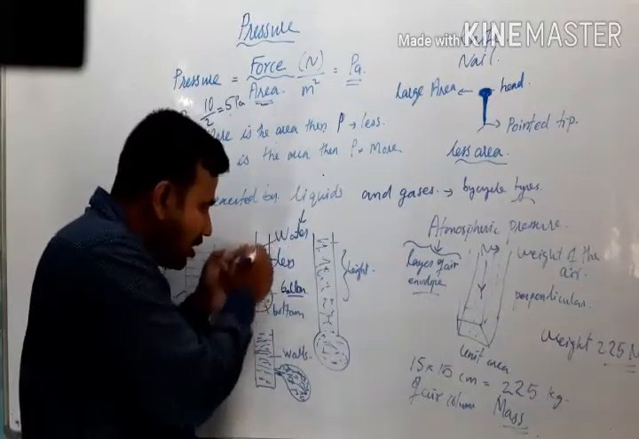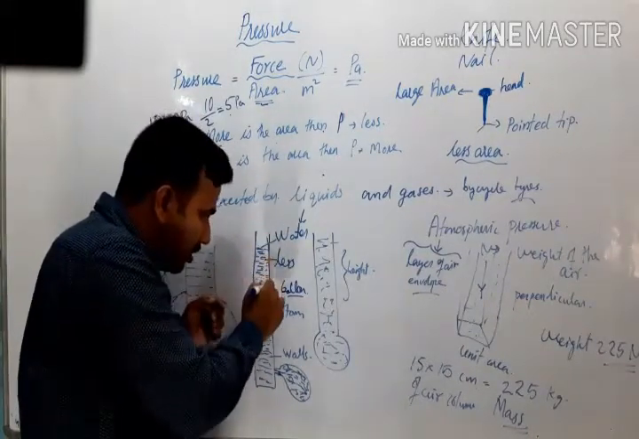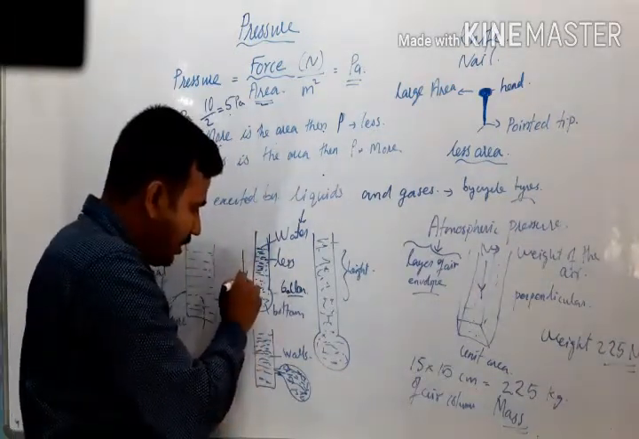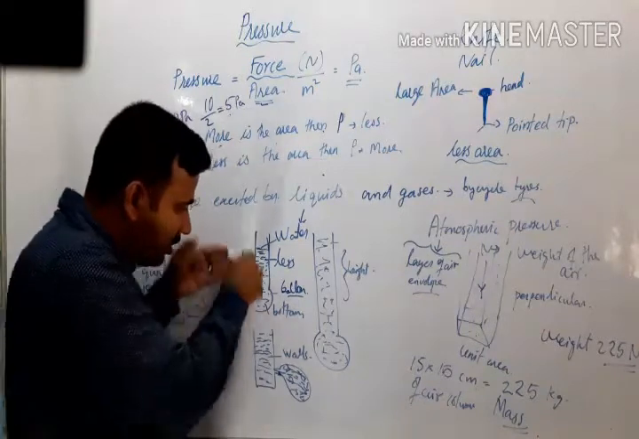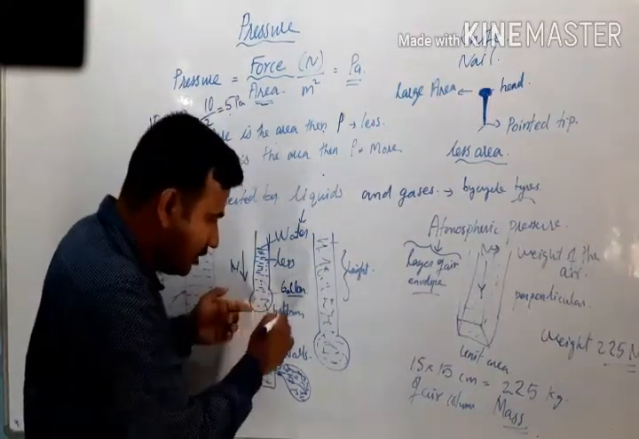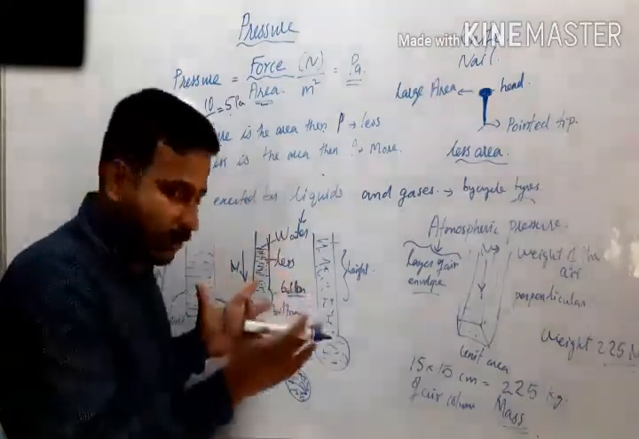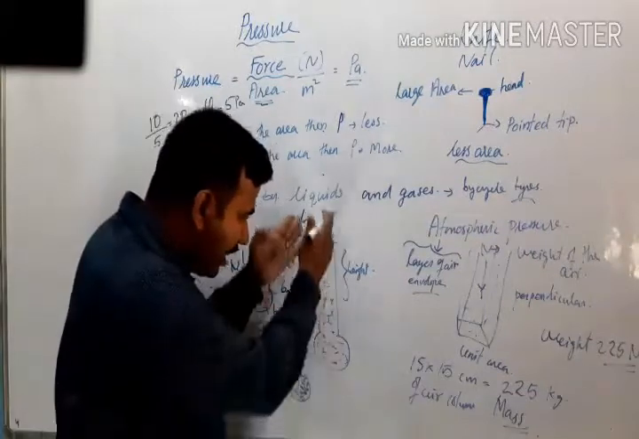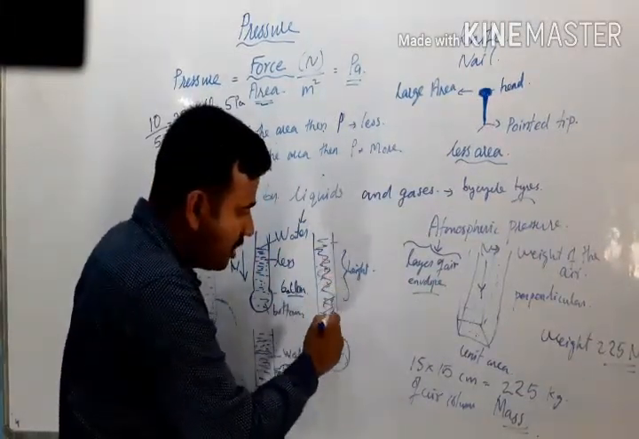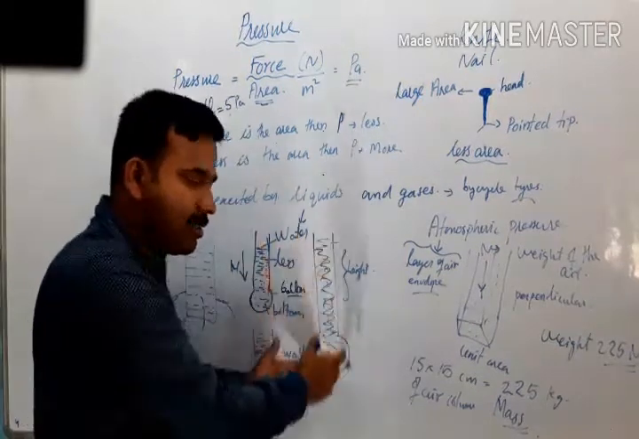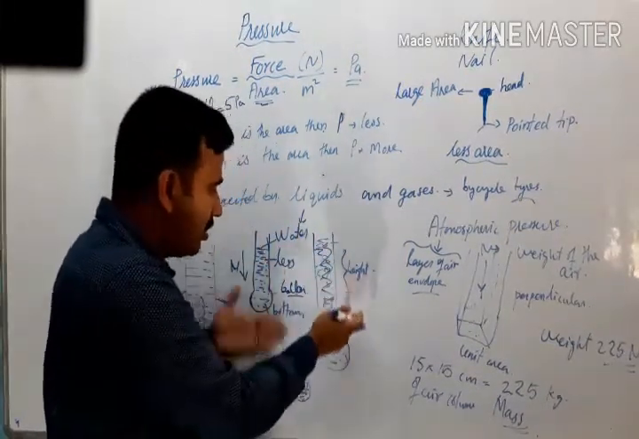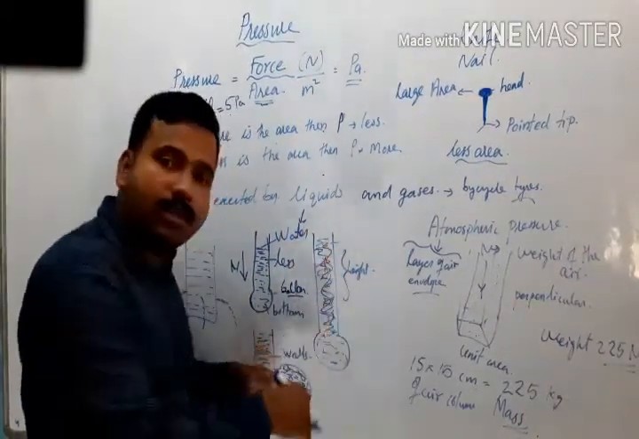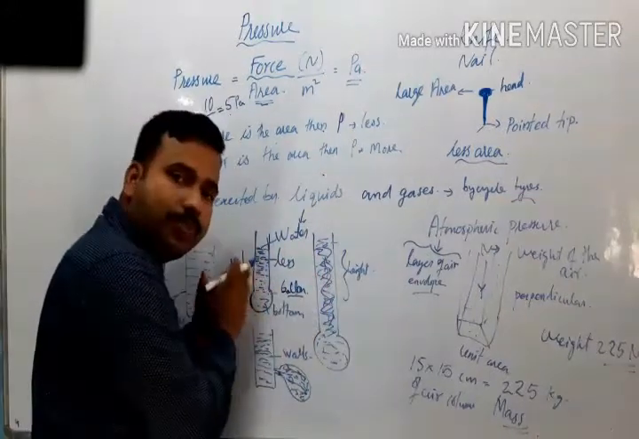The weight of the water in this particular cylinder will exert a force in the downward direction. You can see that. As a result, the balloon will start swelling. Here you can see the balloon has not swollen that much. Suppose I take another, bigger cylinder. See the height difference. The height of the water in this particular cylinder is much more compared to this one.